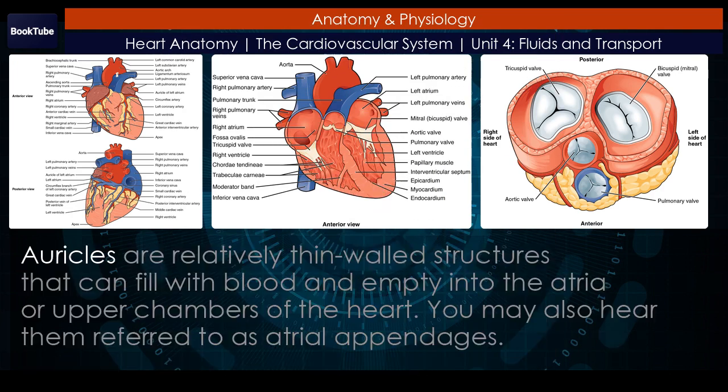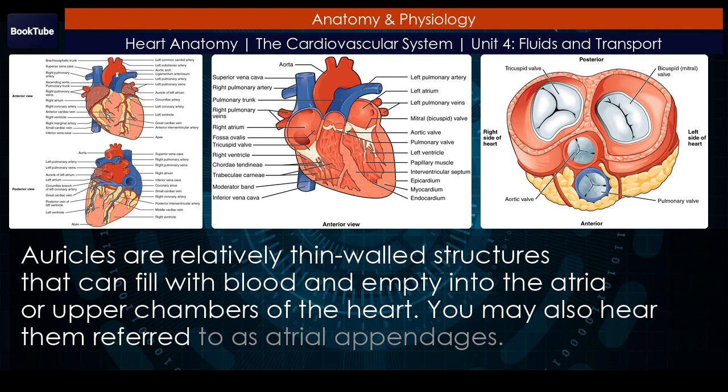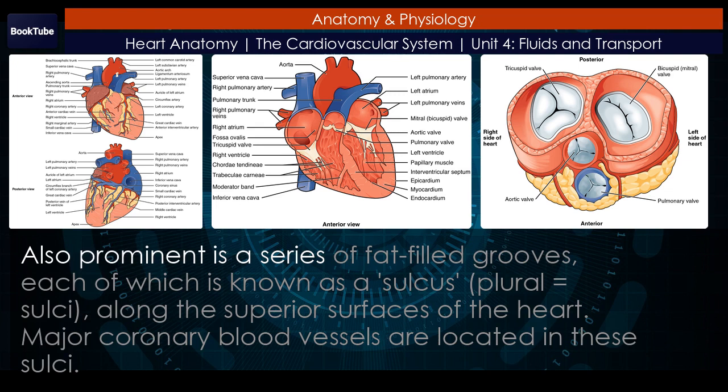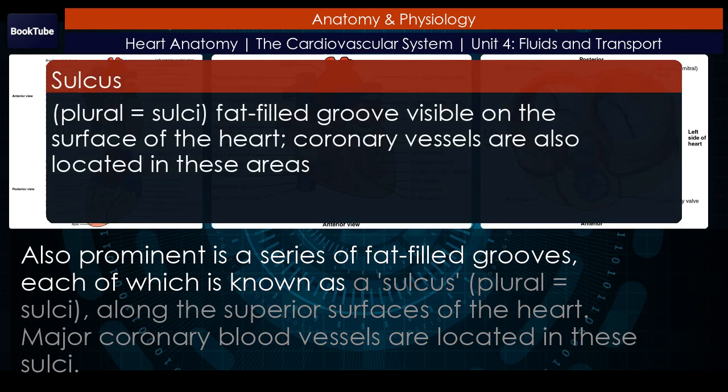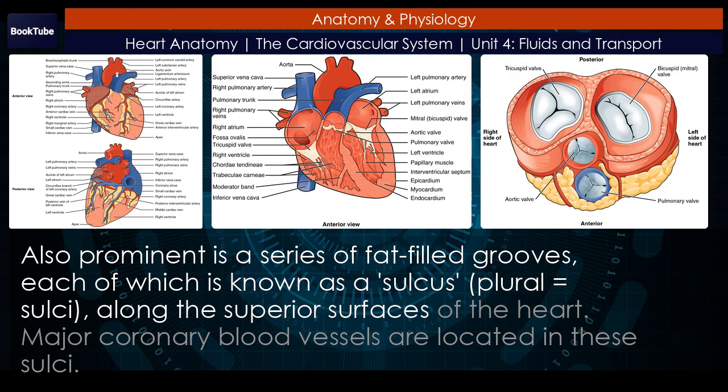Figure 5. Auricles are relatively thin-walled structures that can fill with blood and empty into the atria or upper chambers of the heart. You may also hear them referred to as atrial appendages. Also prominent is a series of fat-filled grooves, each of which is known as a sulcus, plural sulci, along the superior surfaces of the heart. Major coronary blood vessels are located in these sulci.